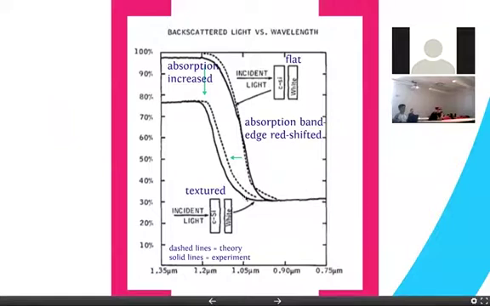Now, this plot here is the same experiment, but with the rough, textured surface. You can see that with the textured surface, the absorption increased, because the signal in the integrating sphere decreased. You can also see that the absorption band edge got redshifted, which is good, because it means you're absorbing more photons. More of the wavelengths are absorbed now. The dashed lines are theory and the solid lines are experiment, so it has pretty good agreement.